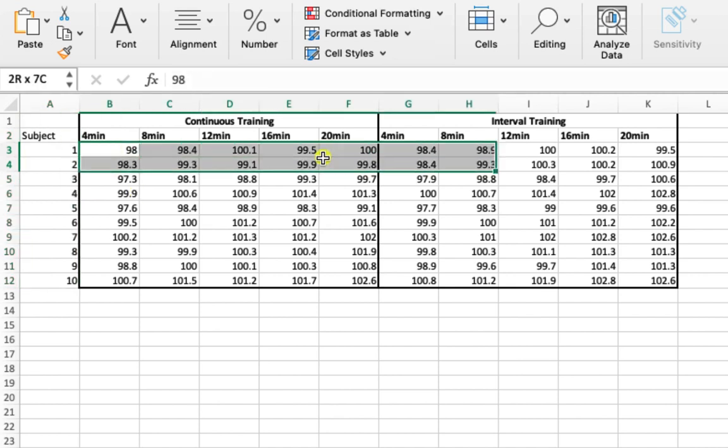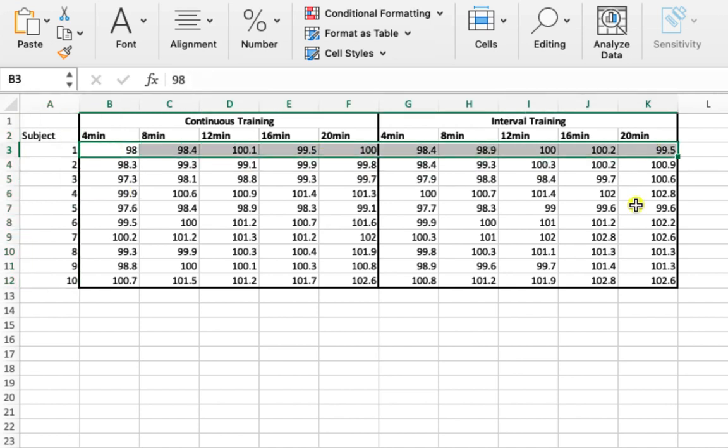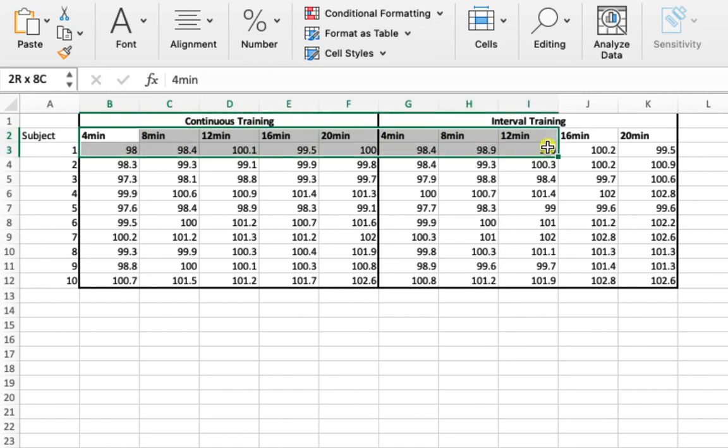Each subject should have 10 measurements, right? Again, 5 in our continuous training group, 5 in the interval training group. Each of those 5 measurements represents a different time point. Now, the way that we have the data set up right now, we could paste it into SPSS. However, you're only allowed to take one variable label with you. So having 4-minute, 8-minute, 12-minute, 16-minute, and 20-minute labels repeated twice isn't the most ideal thing.